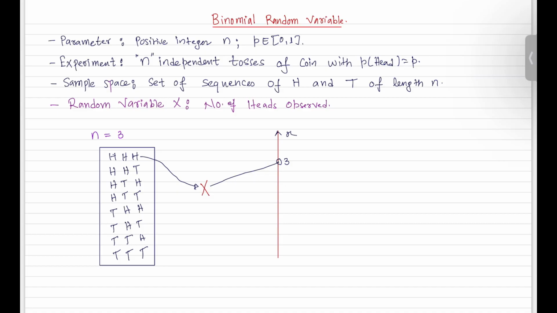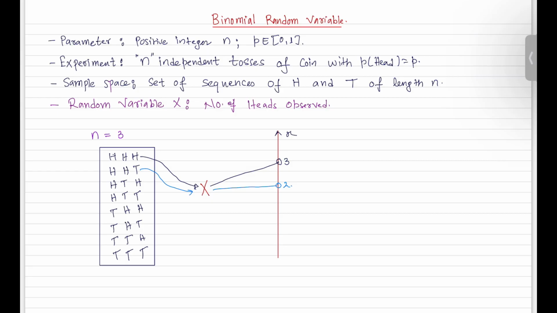Now maybe we again carry out the experiment, and let's say at the first trial we get a head, at the second trial we get a tail, and at the third trial we get a tail. We toss the coin 3 times independently and get this outcome. Then this goes to the random variable, which maps it to the number of heads observed. Here we have observed a total of 1 head, so this maps to 1.